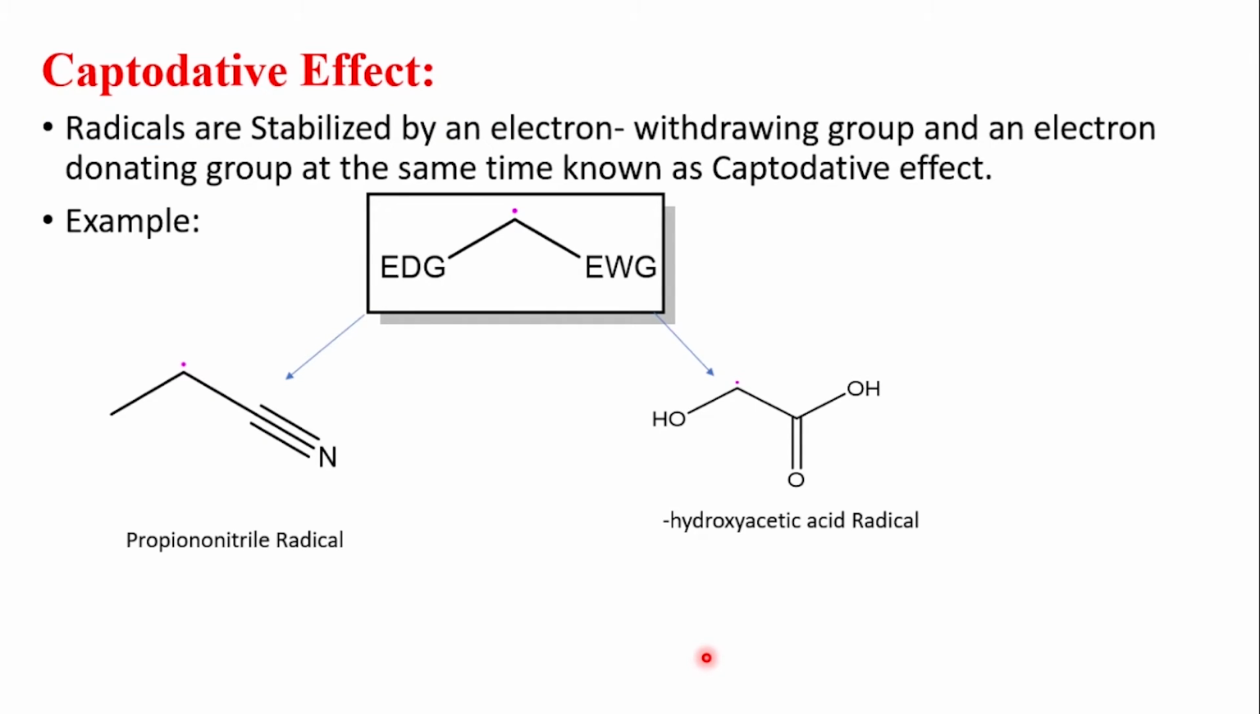Captodative effect. Radicals are stabilized by an electron withdrawing and an electron donating group at the same time. This radical is stabilized by two groups connected, one electron donating and one electron withdrawing. So these are the examples. Propiononitrile radical: this radical is connected on one side to an electron donating group and on the other to an electron withdrawing group. Similarly, this radical is connected to OH as electron donating and carboxylic acid as electron withdrawing. So these radicals are highly stable.